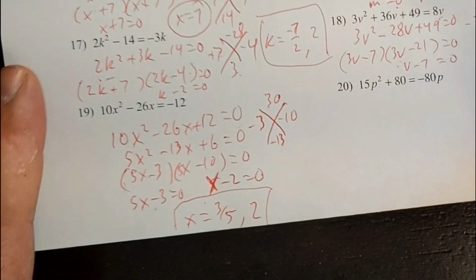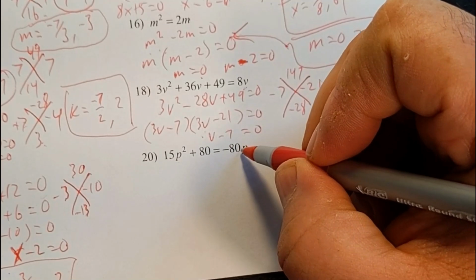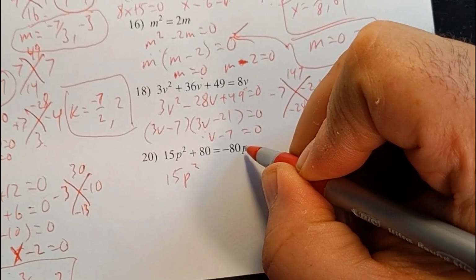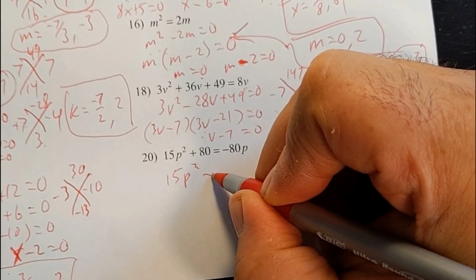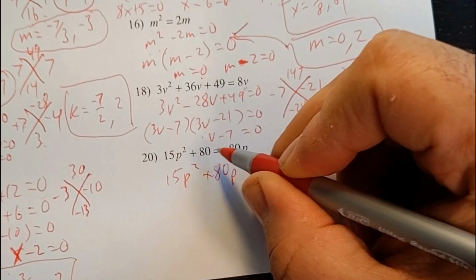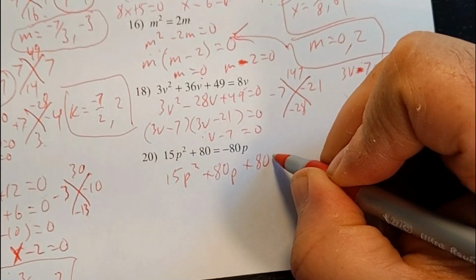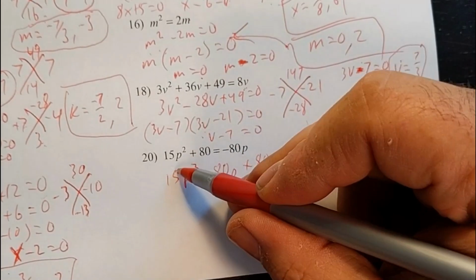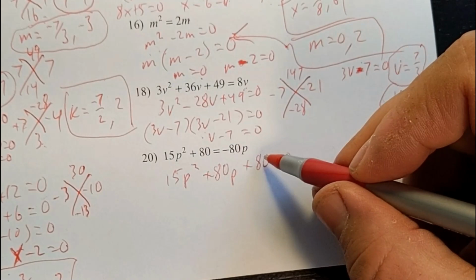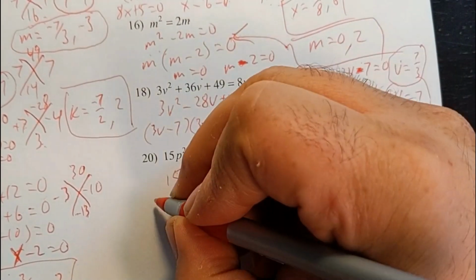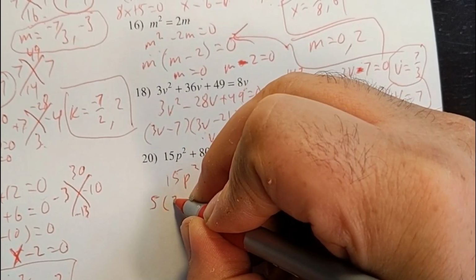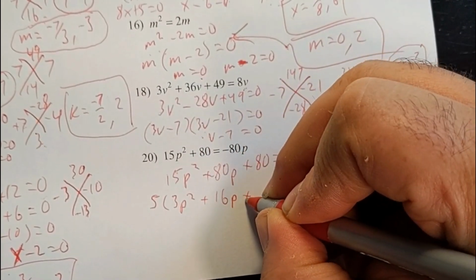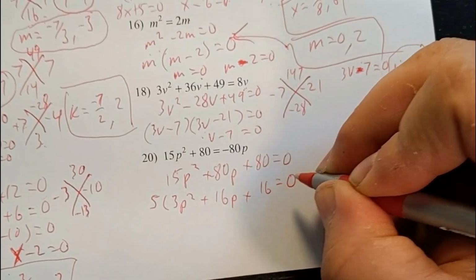Number 20, last problem. We need to move this 80p to the other side of the equal sign. So 15p squared stays on the left. Negative 80p, when it comes over, becomes positive 80p. This 80 was already on the left, so it stays 80. And since we move this negative 80p out of the right side, we have a 0 on the right. 15 and 80 can all be divided by 5. So we factor a 5 out of it. Now we have 3p squared plus 16p plus 16 equal to 0.